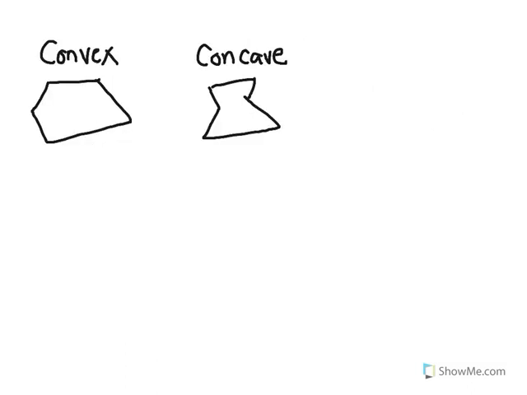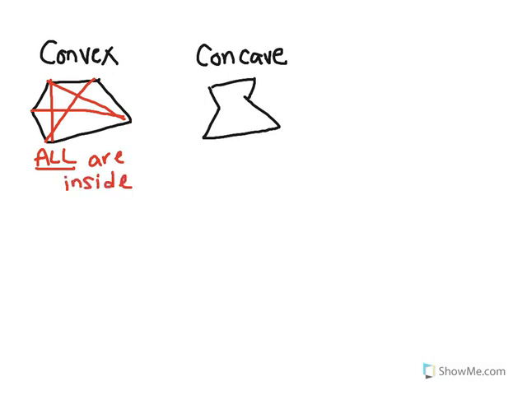We can have two different kinds of polygons. We can have either convex or concave polygons, and the difference is in the diagonals. So take a look at convex. A diagonal connects one endpoint to another. So if I connect these two, and then connect these two, and then these, you'll notice that all the diagonals are within this polygon. So all of the diagonals are inside the figure.